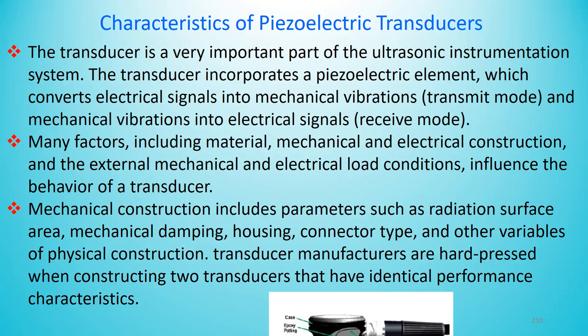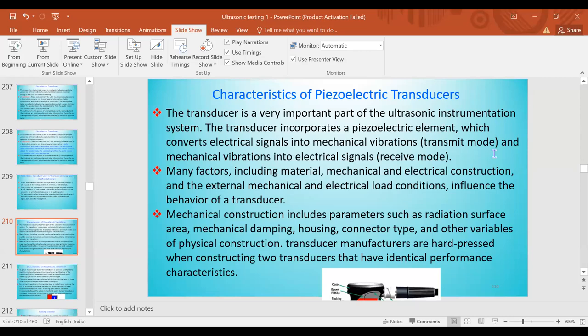Radiation surface area, mechanical damping, housing, connector type, and other variables of physical construction. Transducer manufacturers are hard pressed when constructing two transducers that have identical performance characteristics.